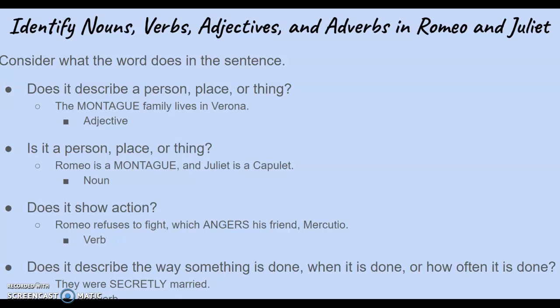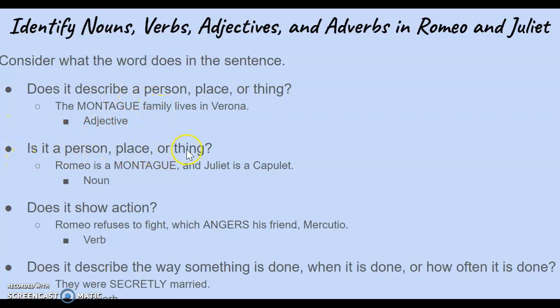In the quiz, you'll be asked to identify the word that's in all caps. So you can see up here where it says the Montague family lives in Verona. Here, Montague is in all caps. So this would be the word that you're identifying. Consider what it does in the sentence. The Montague family lives in Verona. Here, Montague in all caps is describing the family. And since family is a noun, we know adjectives describe nouns. So Montague must be an adjective because it's describing a noun.